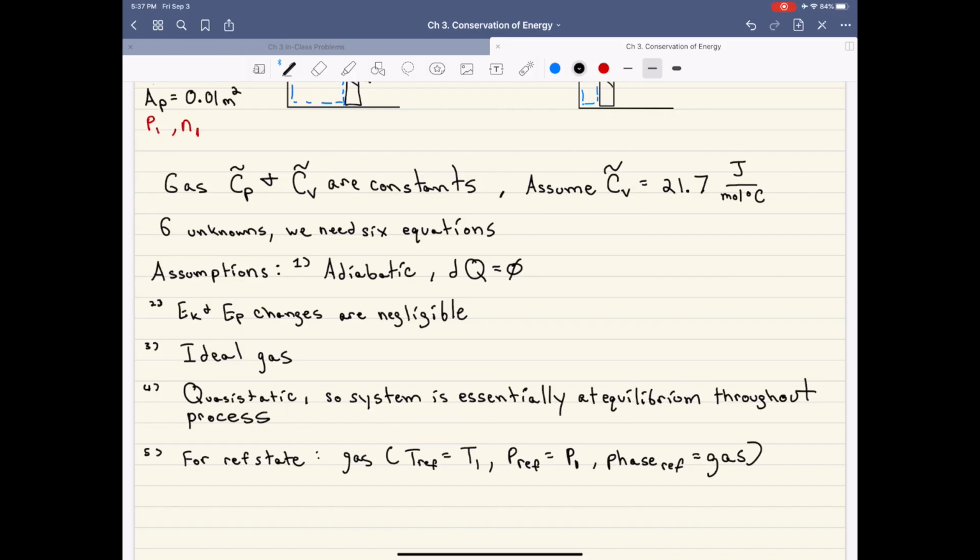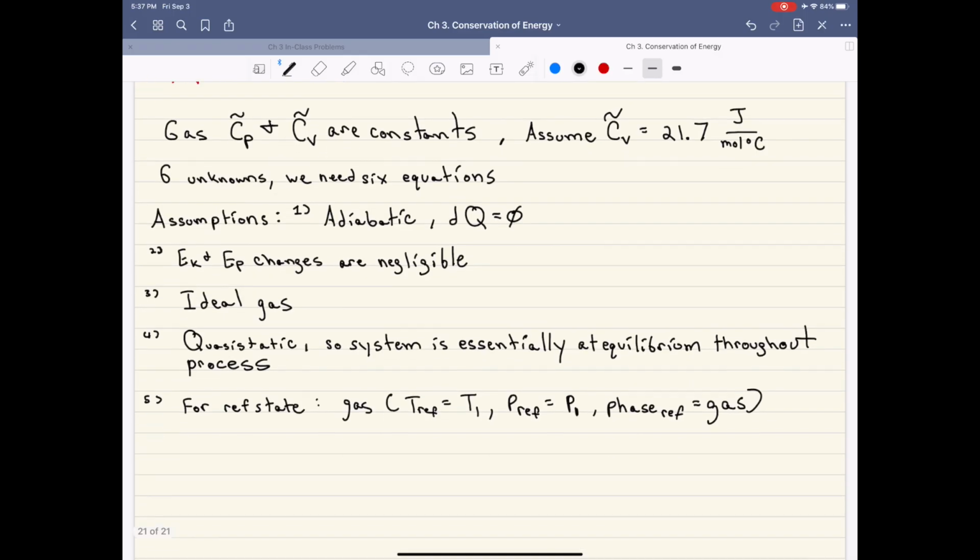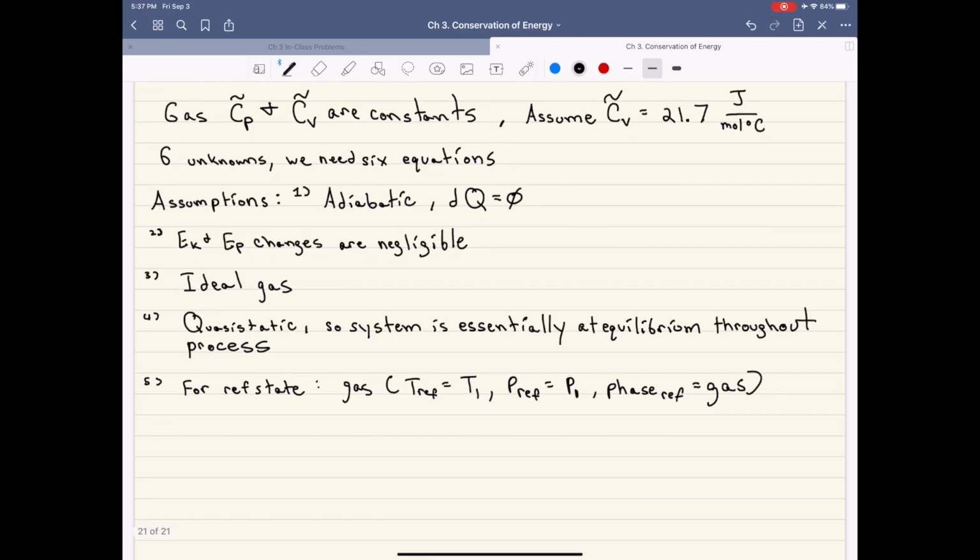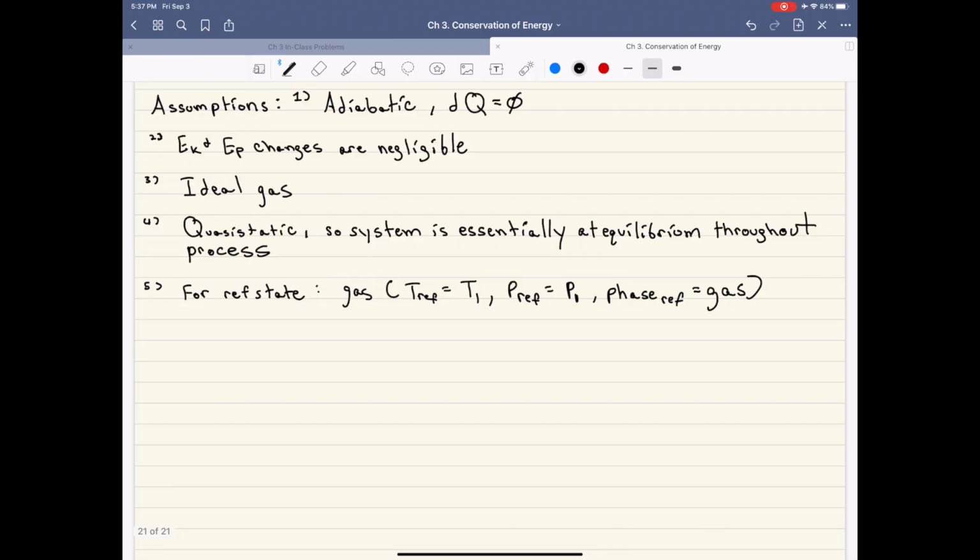All right, so now that we've stated our assumptions and reference conditions, we need to move on to applying our material and energy balances. For the material balance, we write accumulation is equal to input minus output plus generation minus consumption. No reaction is going on in this system, and this is a closed system, so there are no inputs or outputs.